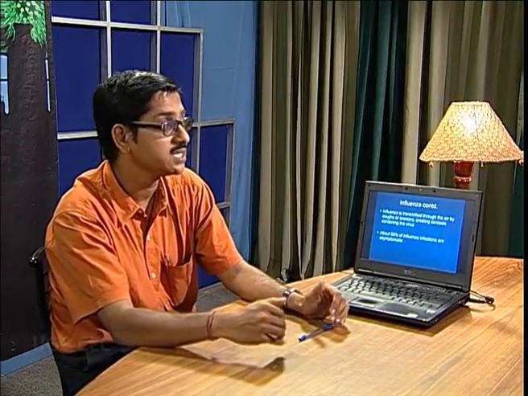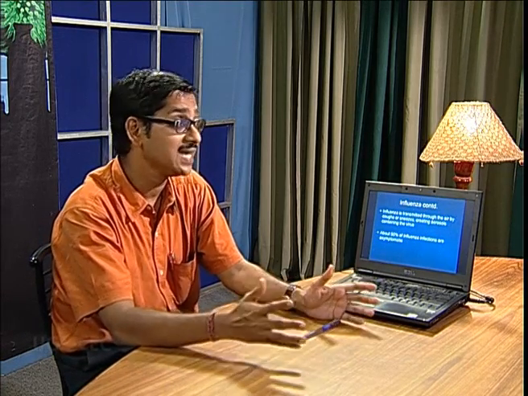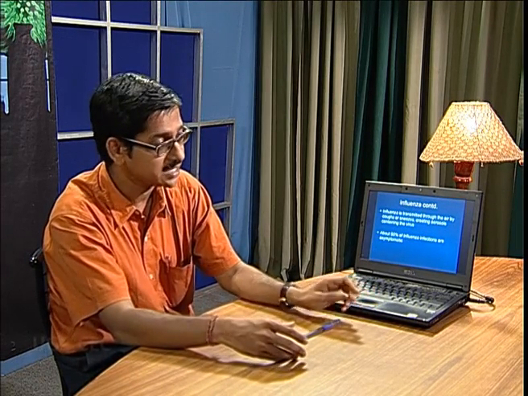However, I should mention at this juncture that 50% of the influenza infections are asymptomatic in nature. That means they don't develop any symptom. You are not aware whether your friends or your relatives are having it, but they actually provide a potential threat because they can spread the disease better.